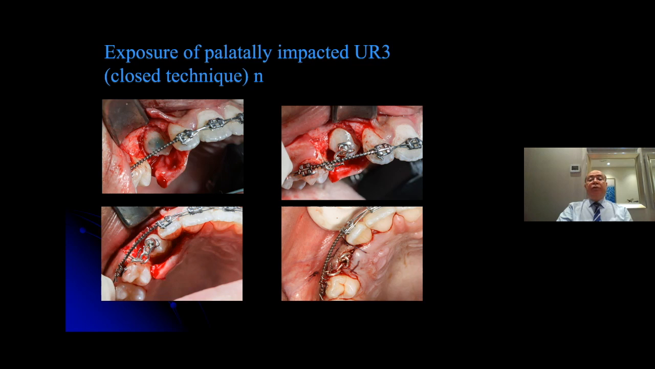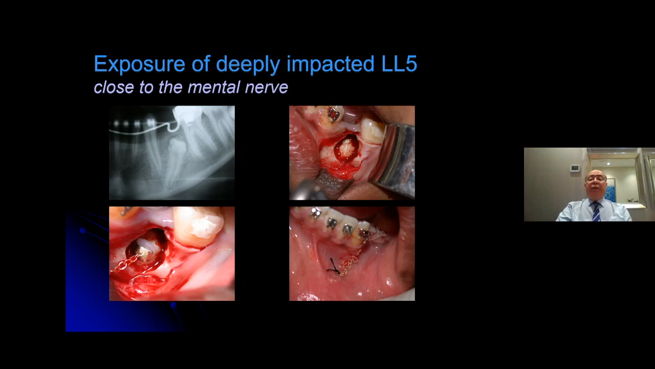I'm going to show this case, which is about the impacted lower canine. It was quite deep, but the orthodontist insisted that it's better to expose it rather than extract it, which I think was very wise. So again, raise the flap, put a bracket, and then suture it, and the outcome was very good.